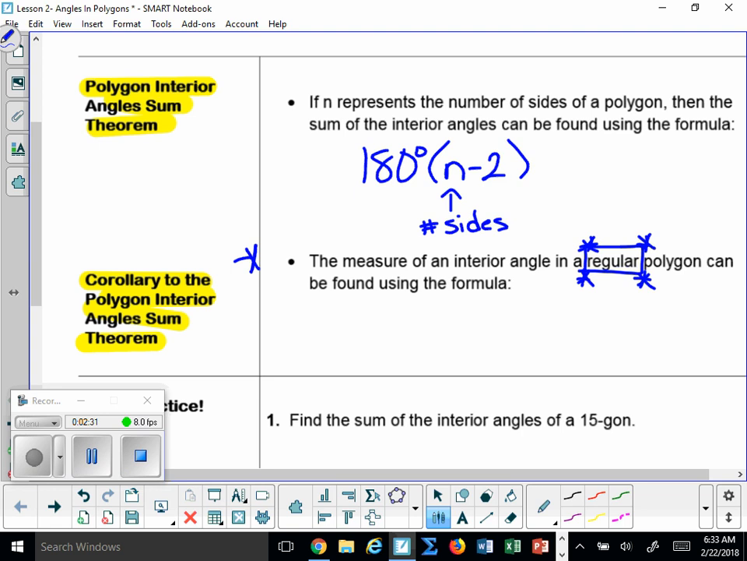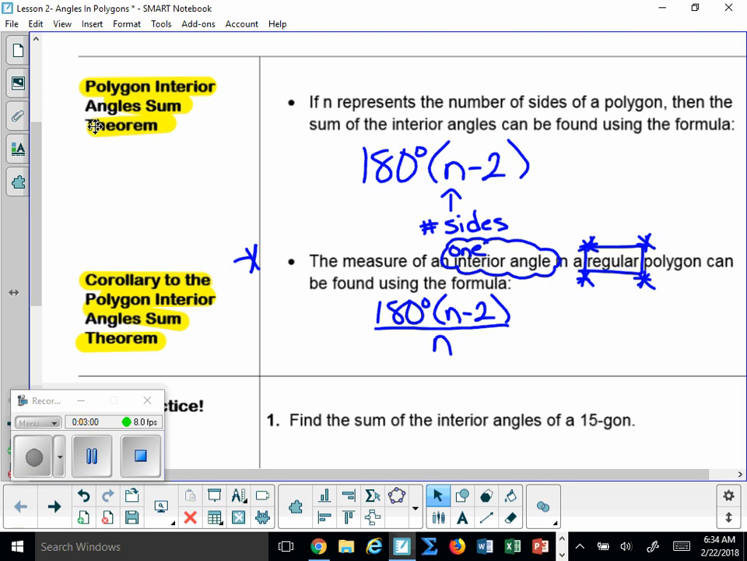This means I want 1 interior angle. So I'm going to take my sum, 180 degrees times the quantity of n minus 2, and I'm going to divide by the number of sides. Personally, I memorize the total, and then I know to get an individual, I just want to divide by the number of sides.